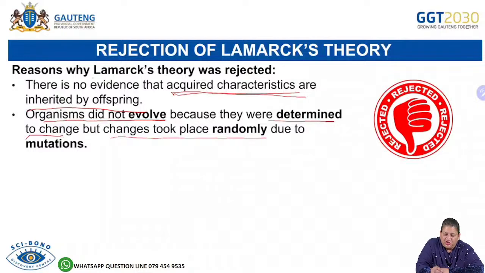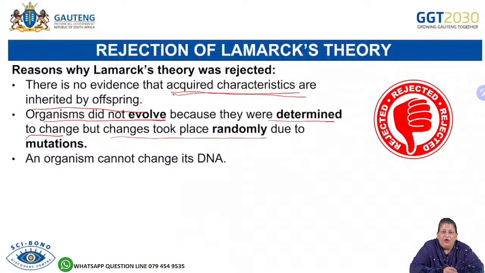So let us see the two reasons why Lamarck's law of inheritance of acquired characteristics was rejected. One, an acquired characteristic cannot be inherited. There's no evidence of it. Two, organisms cannot evolve because they wanted to, but changes occur randomly due to mutations.